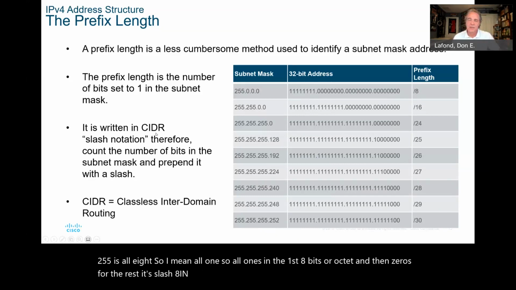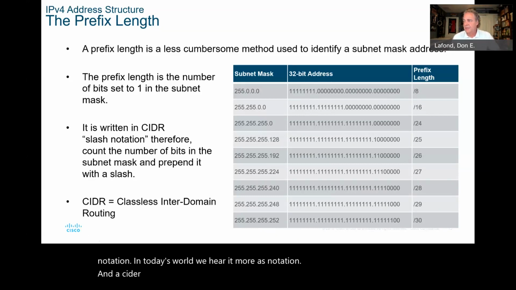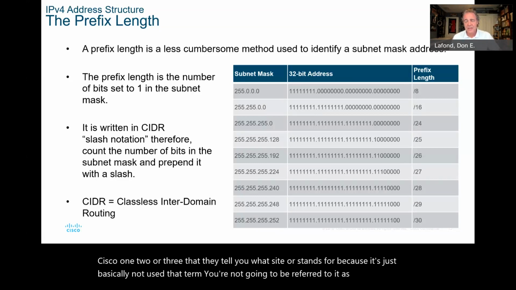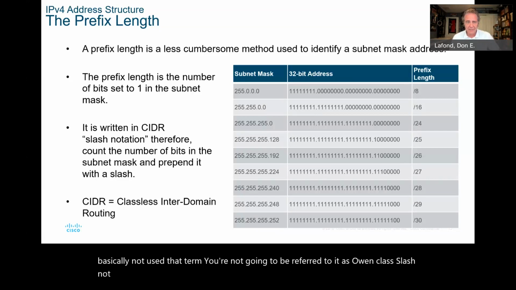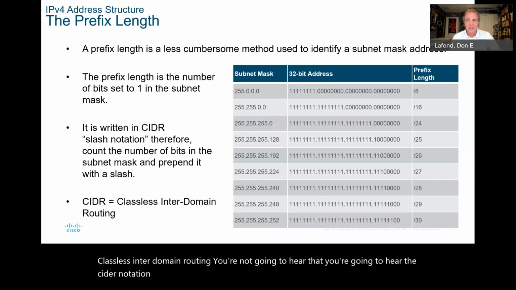Now, CIDR notation is also called slash notation. In today's world, we hear it more as slash notation. And CIDR itself stands for classless interdomain routing. This is the only place in Cisco 1, 2, or 3 that they tell you what CIDR stands for, because that term is just basically not used. You're not going to hear, oh, slash 25, classless interdomain routing. You're going to hear CIDR notation, /26.